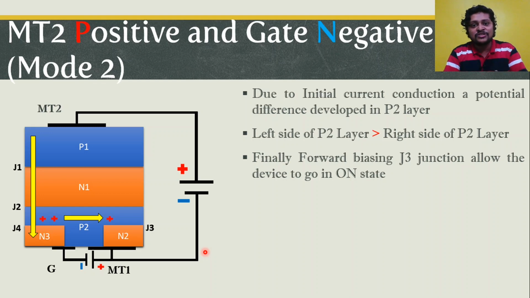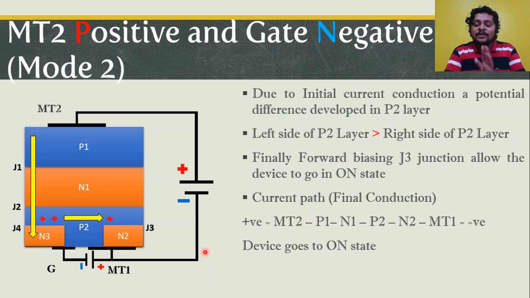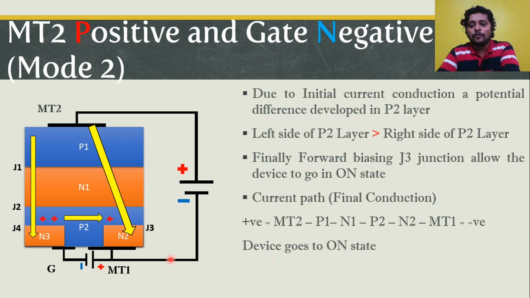As soon as junction J3 is in forward bias condition, it allows a final current to be established from MT2 to MT1, flowing through the path of positive MT2, P1, N1, through P2, N2 and MT1, through which it will be grounded, finally allowing the device to go in on condition. So in this mode 2 we actually observe two stages of current. First is the initial conduction that develops a potential gradient within the P2 layer and forward biases J3, and finally the device goes in on condition and produces a current from MT2 to MT1.